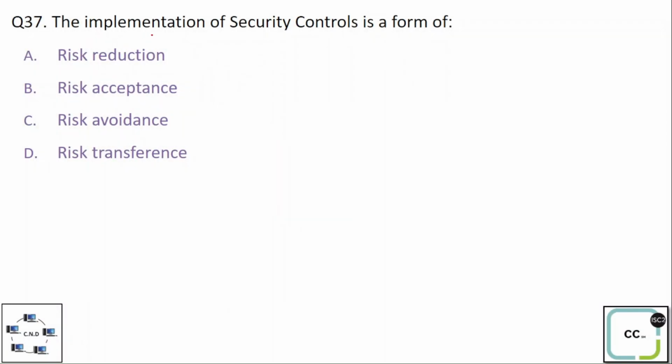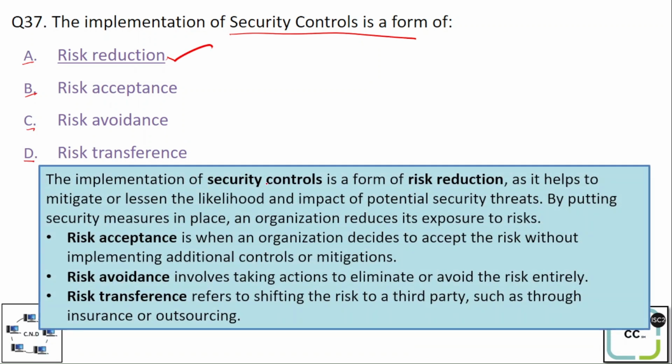Question number 37. The implementation of security controls is a form of option A, risk reduction, option B, risk acceptance, option C, risk avoidance, and option D, risk transference. And the correct option is option A, risk reduction. So the implementation of security controls is a form of risk reduction as it helps to mitigate or lessen the likelihood and impact of potential security threats.